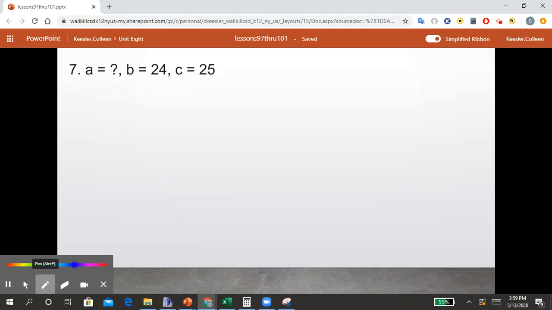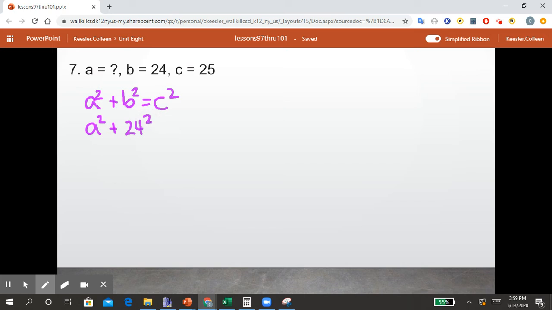Number 7. So now in this case, the A is missing, B is 24, and C is 25. So we have A squared plus B squared equals C squared. We leave the A squared plus 24 squared equals 25 squared. Leaving the A squared, we get 24 squared is 576, and 25 squared is 625. Now, I've been doing this math for a really long time, so I know those numbers by heart. Again, if you don't, that's okay. Just use your calculator and do 24 squared and 25 squared. So now we subtract the 576.